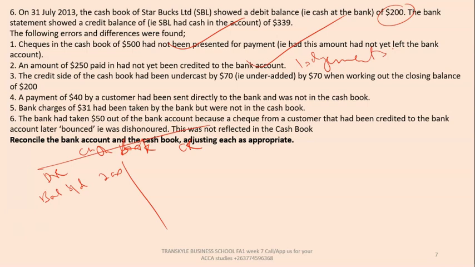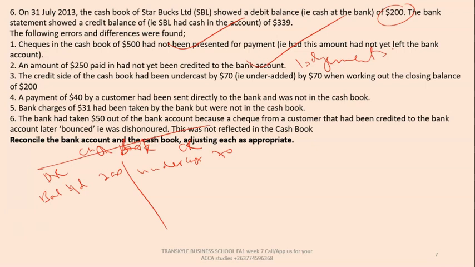So we are told that the cash book credit side was undercast. So we just have to put the undercast on the credit side so that the credit side will come to its good balance, the requisite balance.